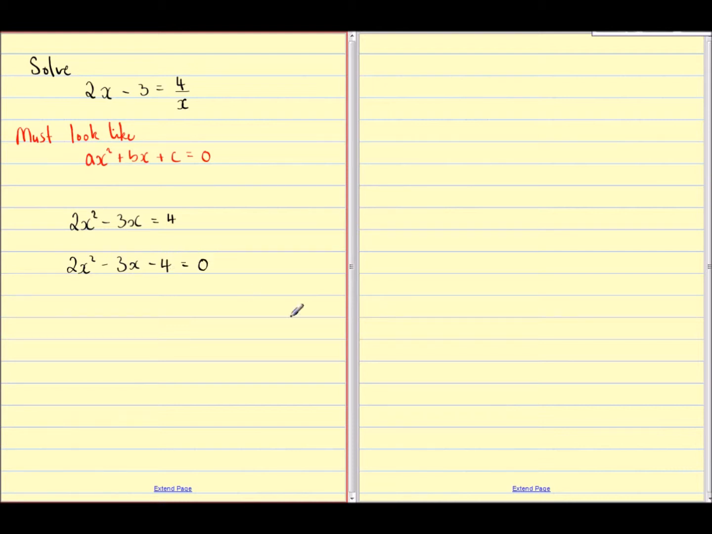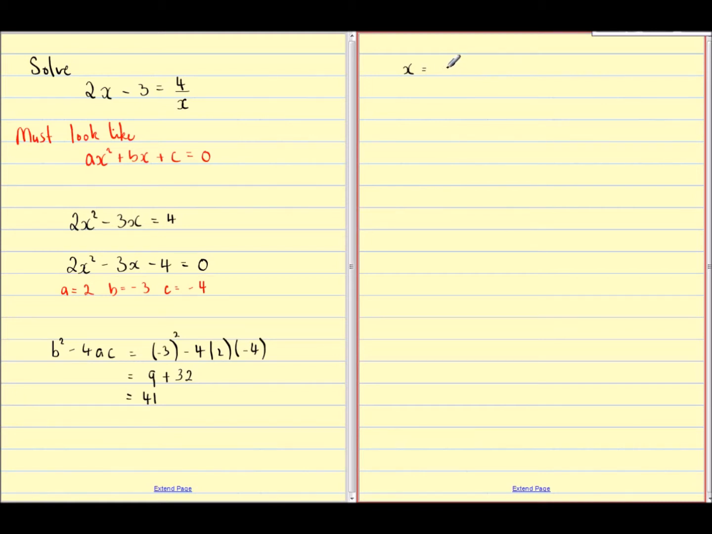Now we can say a is equal to 2, b is equal to minus 3, and c is equal to minus 4. And I find it's much easier if you actually write this down. So now b squared minus 4ac, the discriminant. If we do this first, we can check that it's actually solvable. So minus 3 squared, take away 4 times 2 times minus 4. Minus 3 squared is 9. Minus 4 times 2 times minus 4 is positive 32. 9 plus 32 is 41. So there will be two solutions.